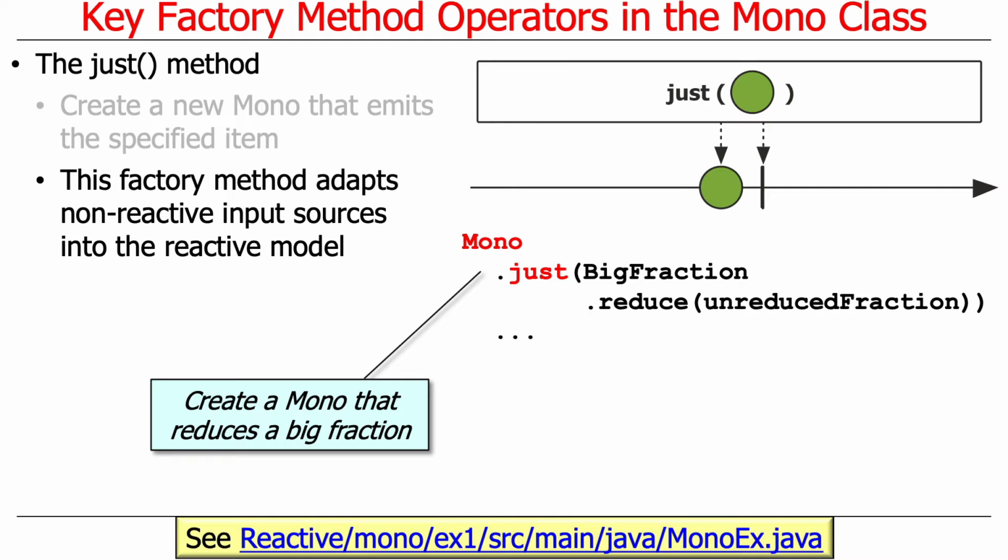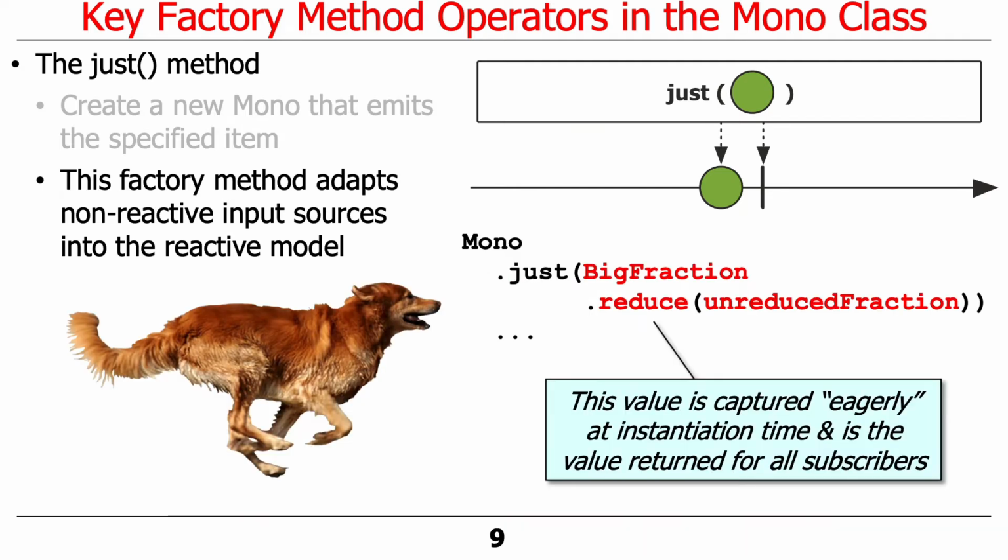So here's a case where we have the BigFraction reduce method, which is not the same thing as the reduce method in streams or other functional frameworks. It just takes an unreduced fraction and reduces it. And we take that reduced fraction, and that value is captured eagerly at instantiation time. In other words, that particular call is going to be made at assembly time, and that will be the value that's returned for all subscribers to this Mono. Now, most of the examples we're going to look at have just one subscriber, but be aware you could have multiple subscribers.